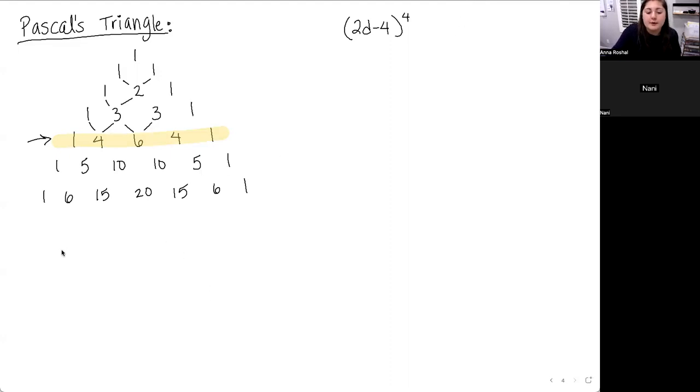So I'm gonna go in and I'm gonna put in 1 plus 4 plus 6 plus another 4 plus another 1. So far, these are my coefficients. That's all I have for now. Then I'm going to take a look and I'm going to say, okay, I have 2D. That's my first term, okay? So I'm going to put 2D in every single term.